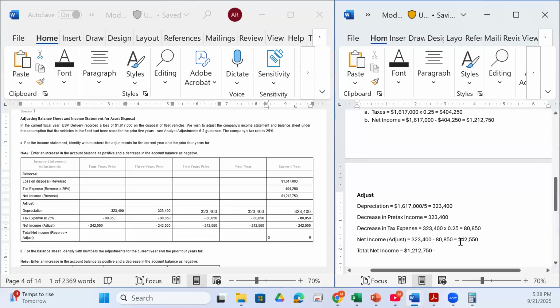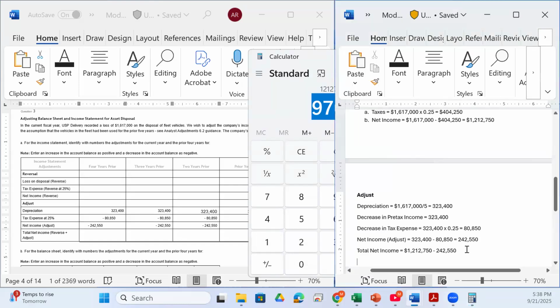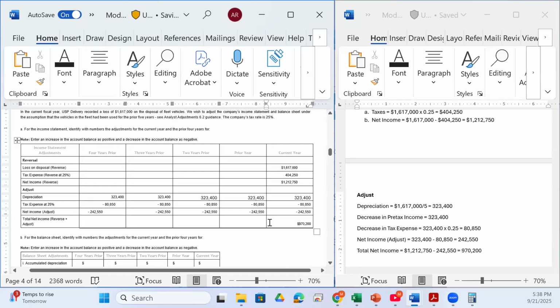minus our net income adjusted amount. So 1,212,750 minus this amount. Okay. Okay, so that was our part A, income statement, right?